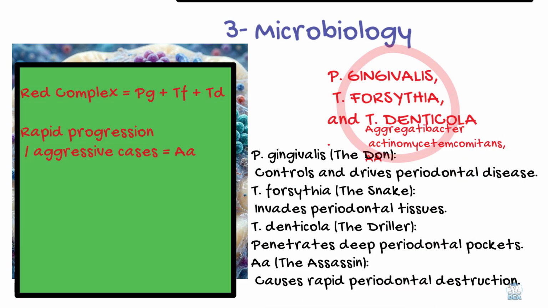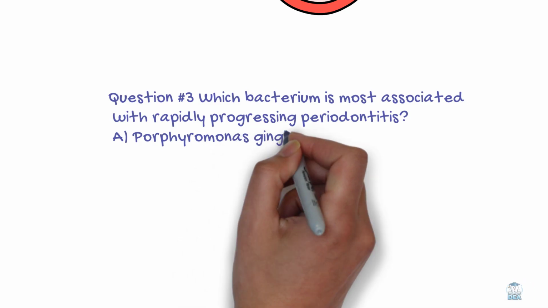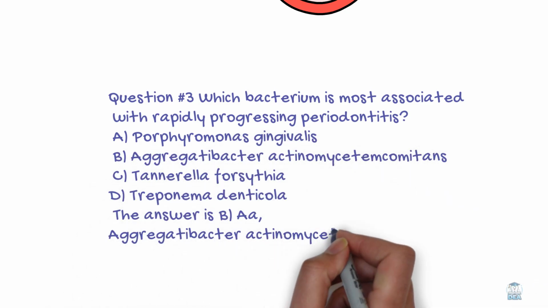Question 3. Which bacterium is most associated with rapidly progressing periodontitis? The answer is B, AA, the Adolescent Assassin.